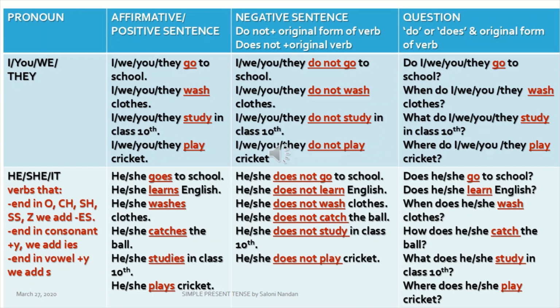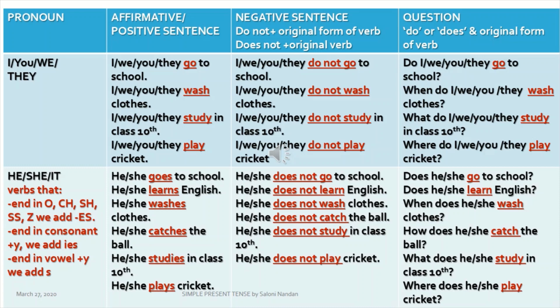Let's look at the examples. When do I, we, you, they wash clothes? Next example. What do? Do comes after what. I study in class 10th. Where do? Do comes after where. Where do I, we, you, they play cricket?